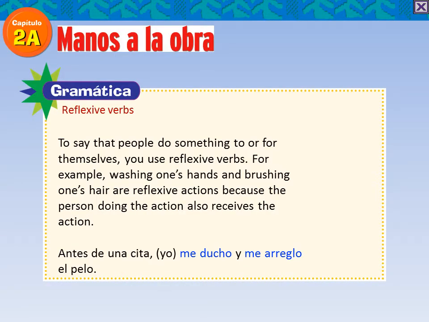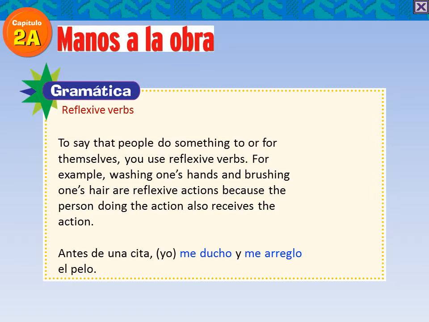Okay, so now to break it down, because we all love breaking it down, here we have reflexive verbs. So in order to say that people do something to or for themselves, we're using reflexive verbs. We don't really have the exact equivalent in English, but we say myself instead of conjugating the verb differently. But in Spanish, it's all in the verb.